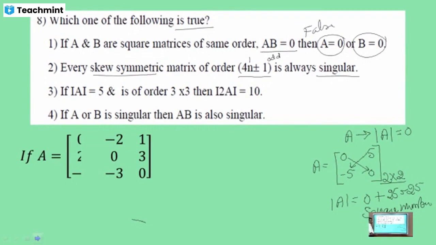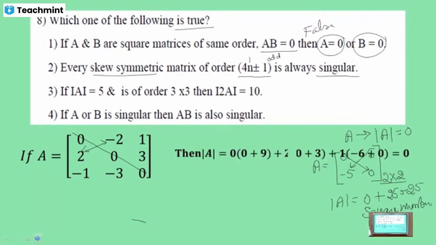0 minus 2 1, 2 0 3, minus 1 minus 3 0. You know the property of skew symmetric matrix. Skew symmetric matrix ಅಲ್ಲಿ ಏನಾಗಿರ್ಬೇಕು, diagonal elements ಯಾವತ್ತೂ 0 ಆಗಿರ್ಬೇಕು, corresponding elements are equal with opposite sign ಆಗಿರ್ಬೇಕು. ಇದನ್ನ ನಾನು ಎಕ್ಸ್ಪಾಂಡ್ ಮಾಡಿದ್ರೆ ಏನಾಗುತ್ತೆ, determinant value whenever I calculate it is always equal to 0.